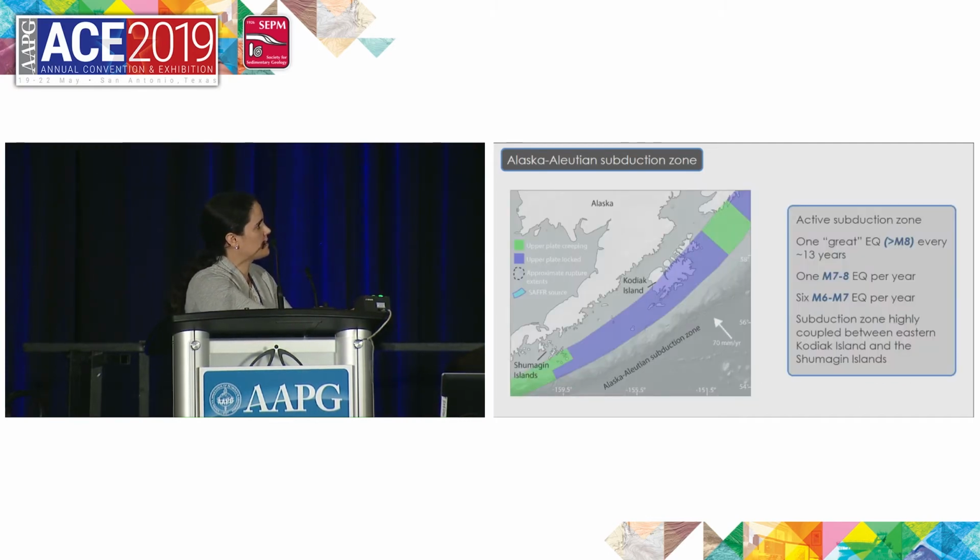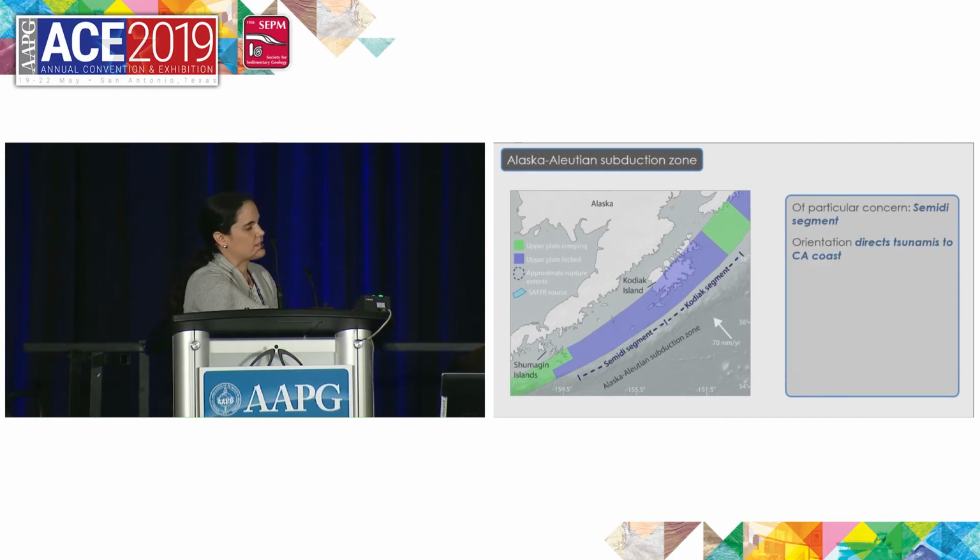So today I want to focus on this area between the Shumagin Islands and Kodiak Island. This is a very active part of the subduction zone. We've had one great earthquake here every 13 years, one magnitude 7 to 8 earthquake per year, and magnitude 6 to 7 earthquakes per year. So there's a lot going on here in comparison to Cascadia off the Pacific Northwest, where we have zero activity. Here the subduction zone is highly coupled, which means it's locked, like I showed in the intro slide. Those plates are locked and accumulating strain, and it's thought that this area could potentially create a large earthquake.